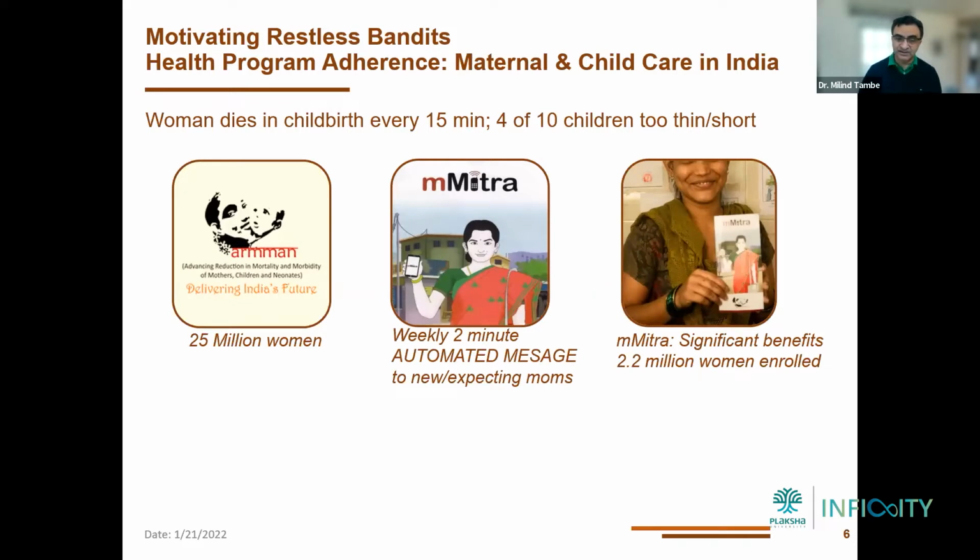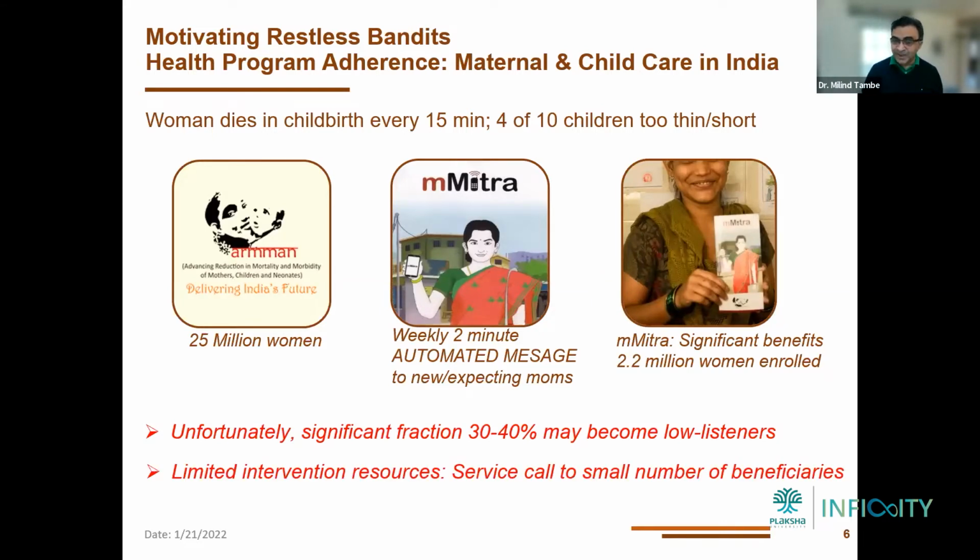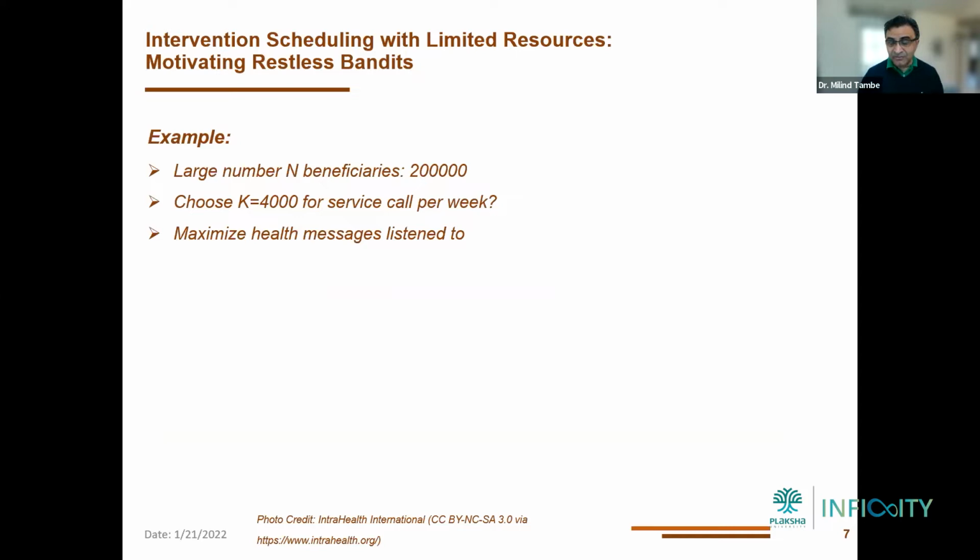So where do we come in as AI researchers? Unfortunately, a significant fraction of these women who enroll may ultimately become low listeners or drop out of the program. Armman has a call center from where they can make a limited number of service calls to these beneficiaries, to these women, to retain them in the program, to have them listen to these health messages, which are clearly very important. And the question is, which mother should they call? Supposing we have N beneficiaries, which is large here, like 200,000, and we have to choose 4,000 per week to give service calls to, so that we maximize the number of health messages that the mothers have listened to.